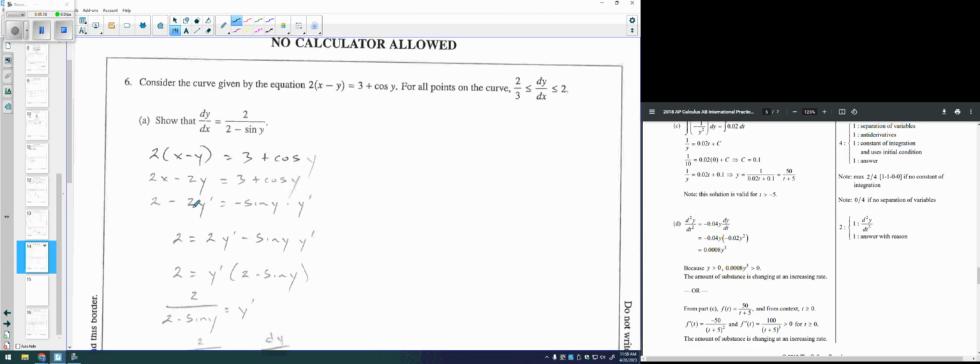Okay, move the 2y across, it becomes a positive 2y. Factor out the y prime, divide by 2 minus sine y, and I get y prime.